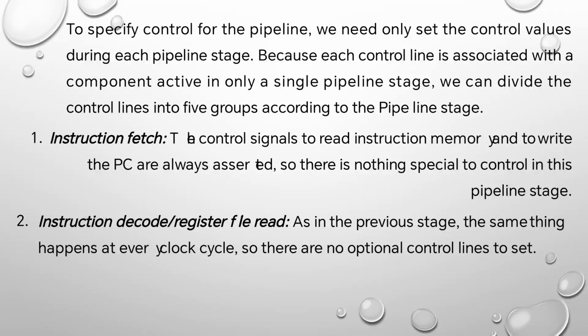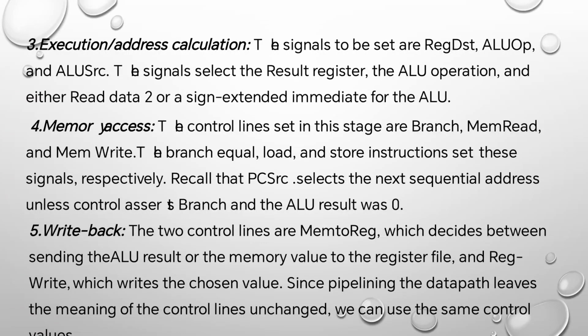Instruction fetch. The control signals to read instruction memory and to write the PC are always asserted, so there is nothing special to control in this pipeline stage. The second one is the instruction decode. As in the previous stage, the same thing happens at every clock cycle, so there are no optional control lines to set. And the third one is the execution or address calculation.